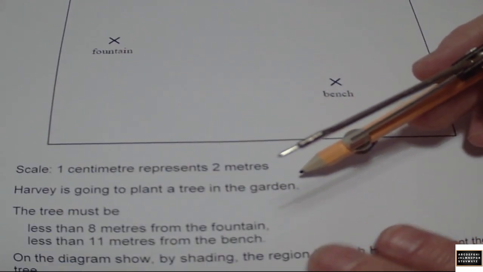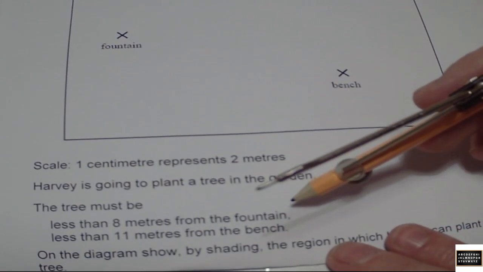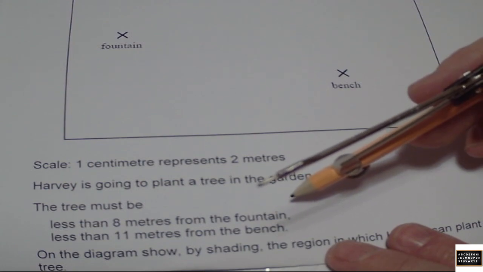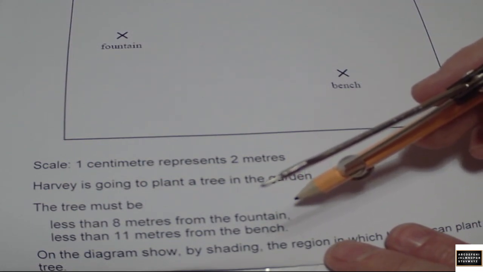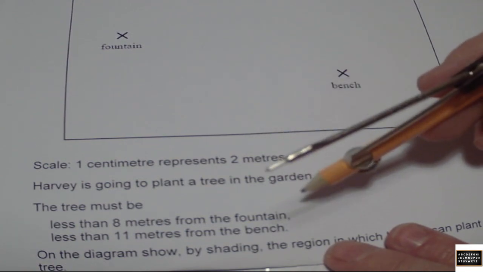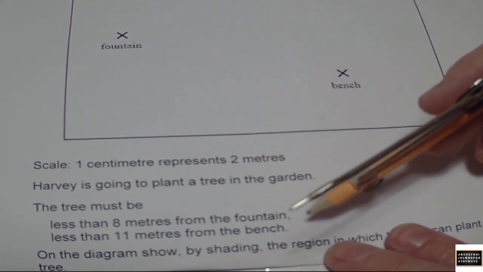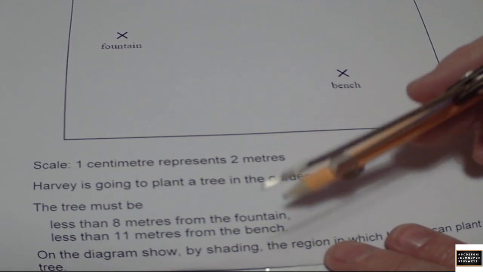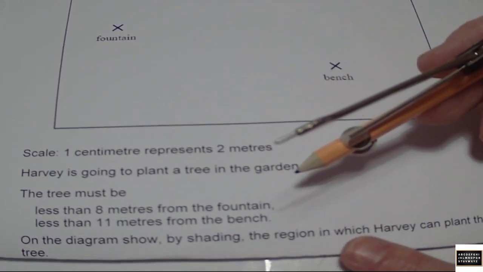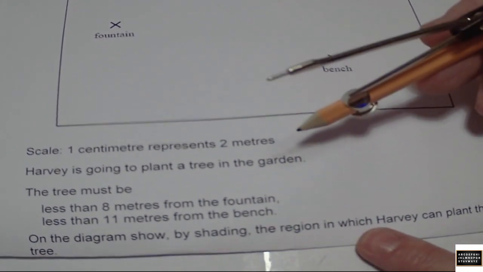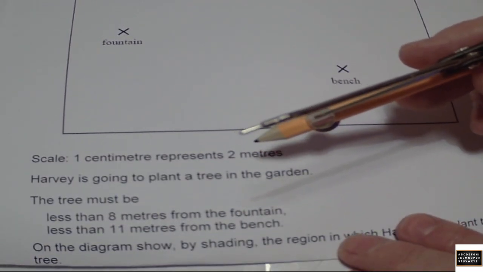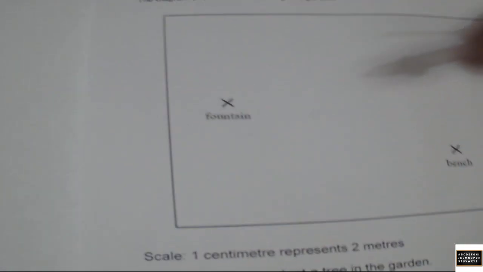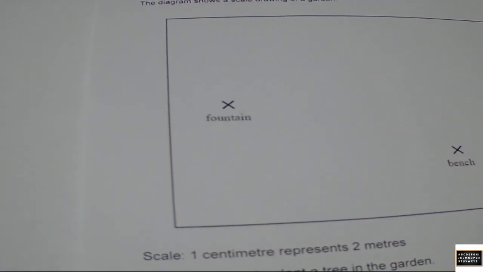Harvey is going to plant a tree in the garden. The tree must be less than 8 metres from the fountain and less than 11 metres from the bench. So again, just like in the previous questions, we're going to do it at 8 metres and at 11 metres, show those 2 loci, and then shade the region where in this case the tree can be. So 8 metres is 4 centimetres, so we're going to set our compass to 4 centimetres.